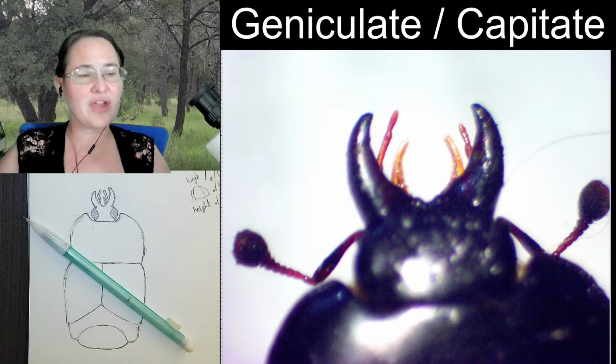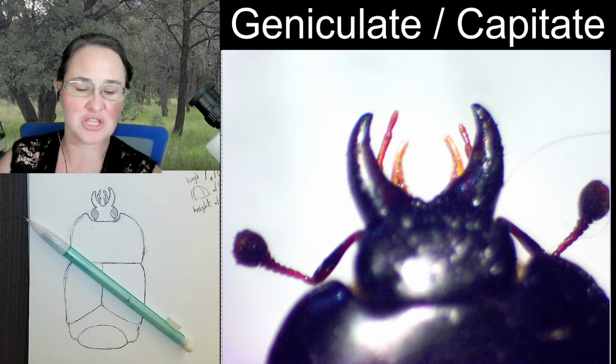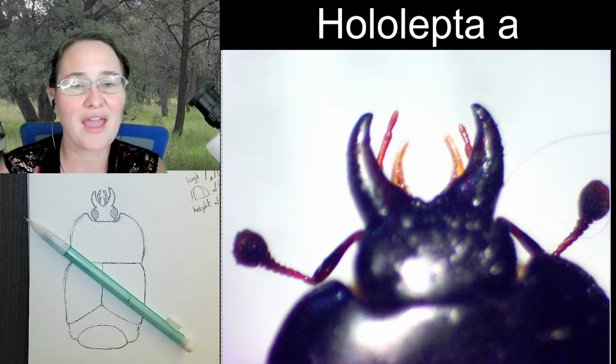And I had a question in the chat, which is, what are we illustrating today? And the answer would be, we are drawing the clown beetle in the species Hololepta aepualis.